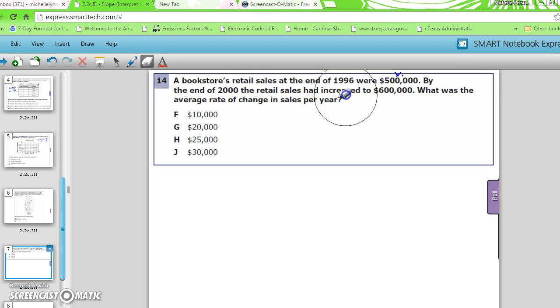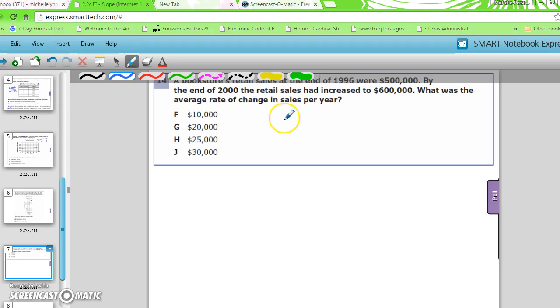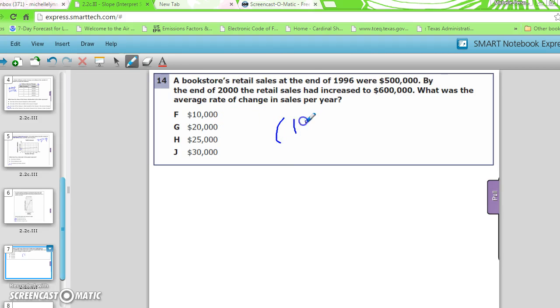let's erase that. Let's write our actual points here. So in 1996, we had 500,000. Oh my gosh, I apologize. This is driving me crazy that it's so sloppy. Okay. And in 2000, a better writing program. Okay, it was 600,000.